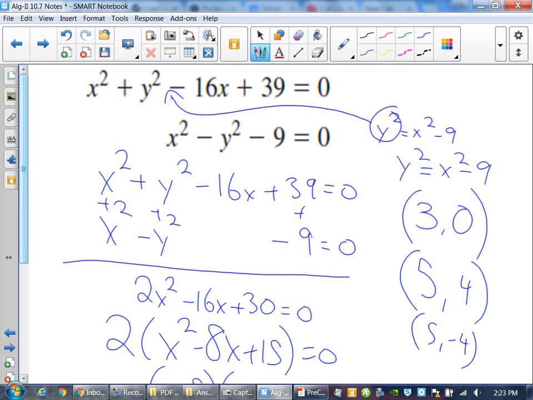Yes, ma'am? I thought you couldn't bring the y over like that because it's a negative y squared and a negative 9, so wouldn't it just wind up being like x equals y squared minus 9? Or plus 9, I think. No, if you add the y squared, you get x squared minus 9 is y squared. Oh, okay. And I just flipped it. Oh, I just did it where I had x on the one side and then y squared plus 9.